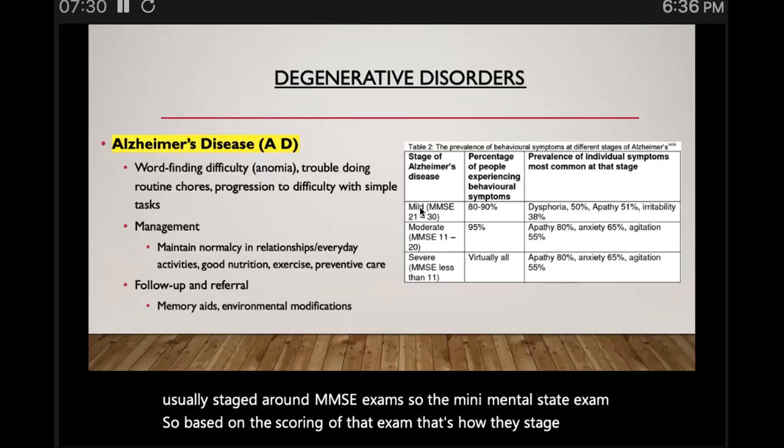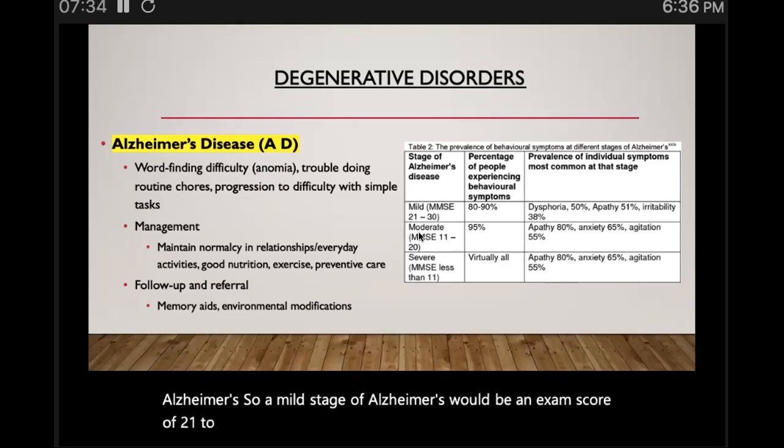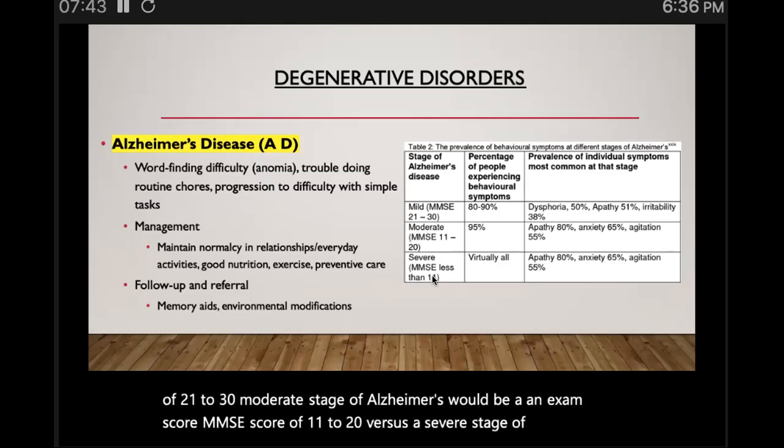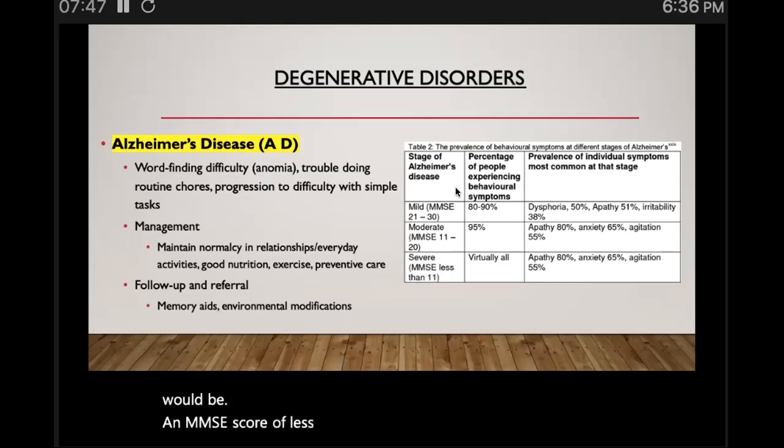So a mild stage of Alzheimer's would be an exam score of 21 to 30. Moderate stage of Alzheimer's would be an MMSE score of 11 to 20, versus a severe stage of Alzheimer's would be an MMSE score of less than 11. So in the next slide, I'll give you an example of what that score is.